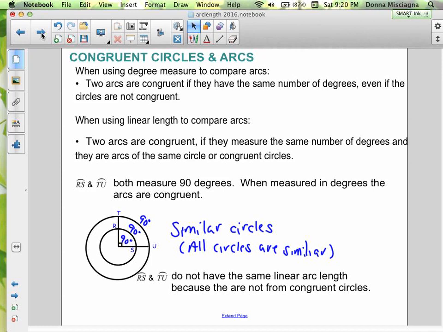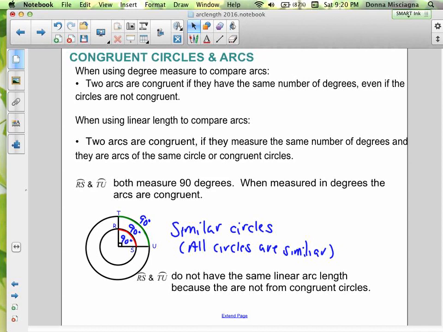So for instance, here we have an example, arc RS and arc TU. So here is arc RS and here is arc TU. They both measure 90 degrees. So in degrees, those two arcs are congruent. However, arc RS and arc TU do not have the same linear arc length because they're not from congruent circles.